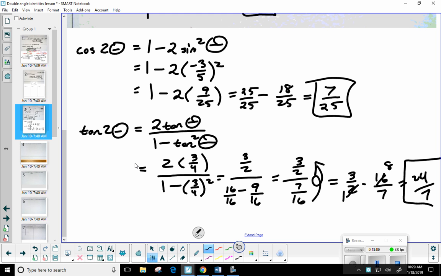All right, then that's all I've got for today. On Tuesday when we come in, we'll grade the homework. We'll talk about any questions, and then we'll start looking at verifying statements using the double angle identities.